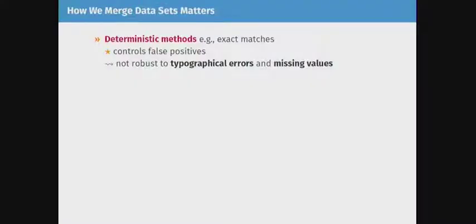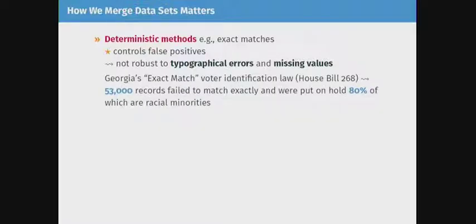Because we're going to be really conservative in what we declare to be a match. The problem is that if there are typographical errors in the variables in common or missing values, then we're going to start declaring as non-matches pairs of records that refer to the same individual. And this has real-world consequences. For the past election in the state of Georgia, 50,000 records were put on hold because their information in their voter registration record did not match the information in their social security card or in the license. This can be the result of a missing hyphen or a typo in the license, for example.